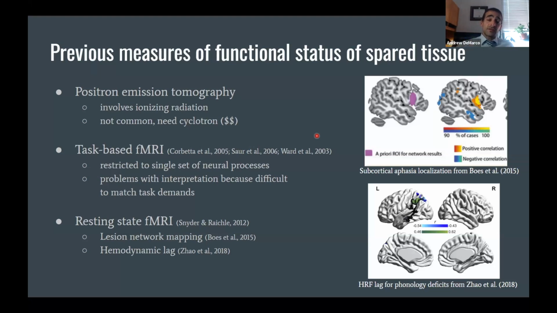Some of the limitations to this kind of task-based fMRI approach is that you're restricted to a single set of neural processes, and that's assuming you've got a task that's reliable and valid. And also, it's sometimes difficult to interpret the results of a task like that in the fMRI signal, because a patient may experience a task in an entirely different way than a healthy control subject, because they may not be capable of doing the task, or they may be doing the task in a completely different way.